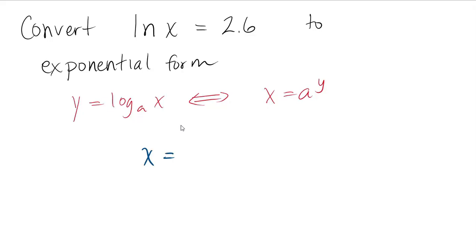The base of the logarithm becomes the base of the exponential expression, and here's where you have to remember, because it's not explicitly written, the base of the natural logarithm is e. The output of the logarithm becomes the exponent, so this is e to the 2.6, and now we've solved this for x. That wasn't what we were asked to do, we were just asked to convert it to exponential form, but as it turns out, rewriting it in exponential form actually solves this equation for x.